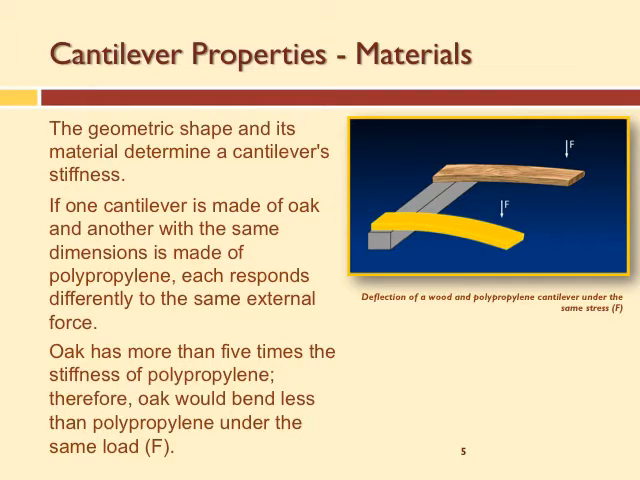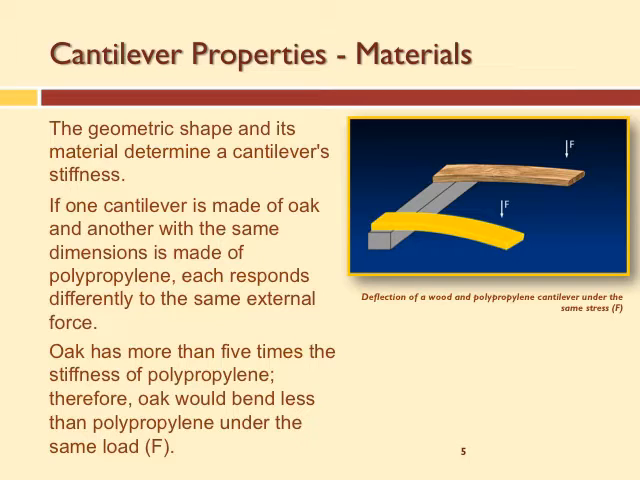So cantilevers are made in different shapes. Here we have two cantilevers that are the same shape. Same length, same width, same thickness. Everything's the same, except what? The material. Good. So if it's made out of oak, it's going to be a little stiffer than if it's made out of rubber. You wouldn't want to use a rubber cantilever as a diving board.